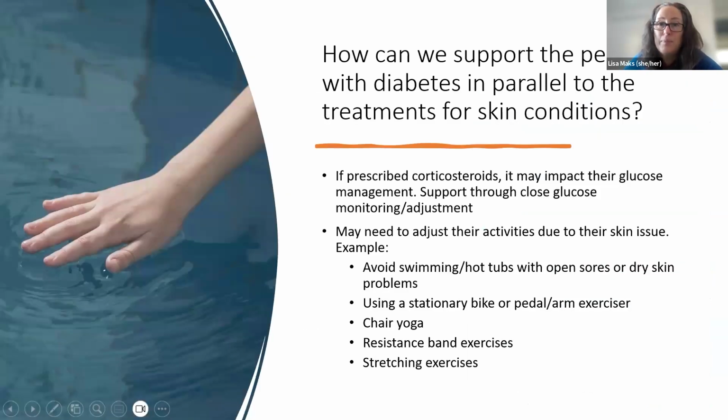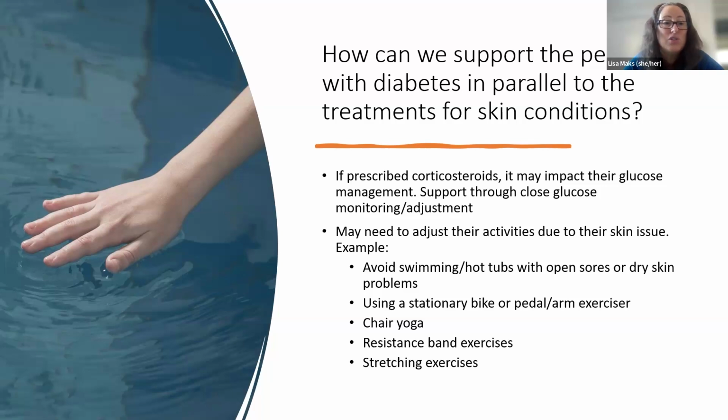So how can we support them, to try to help them with these skin conditions? If they're prescribed corticosteroids, it's going to impact their glucose management most likely. So we need to have tight glucose monitoring and adjustment working along with them. And whether that be that you don't have the capacity to see them every few days in the clinic or talk to them, giving them the supports for them to be able to self-adjust according to glucose levels is extremely important. Self-management there as well.